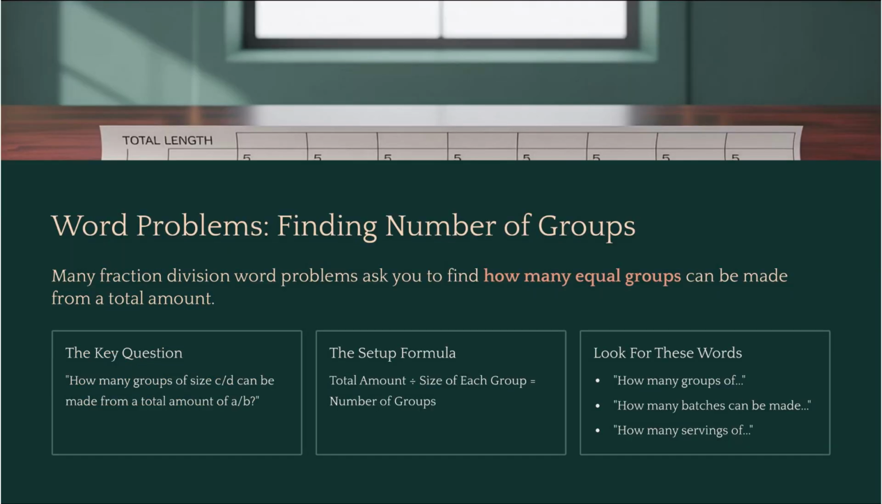When you encounter a word problem, you need to interpret the question correctly to set up the division. Many division of fractions problems fall into one category: finding the number of equal groups. You are asked, how many groups of this size can I make from this total amount? Always set it up as the total amount, or the dividend, divided by the size of the group.